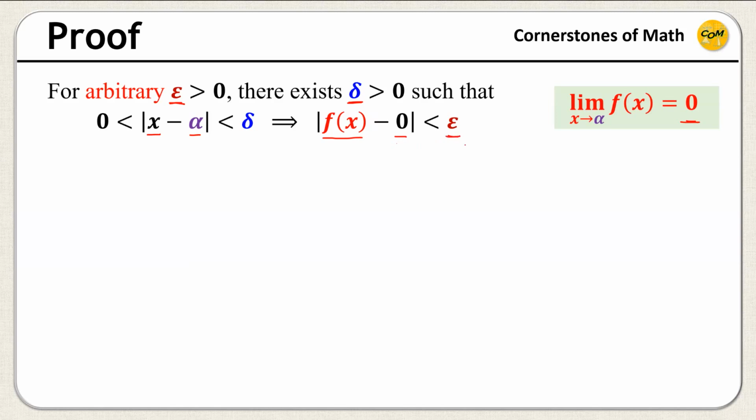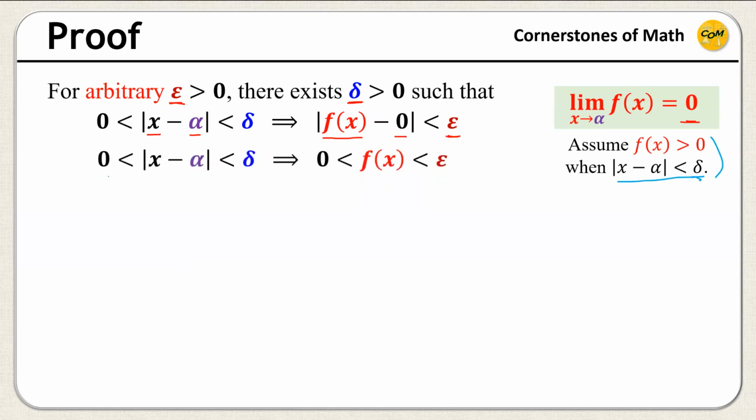In this problem, we have assumed that f(x) is positive near alpha because f(x) will be the base of another exponential function. So if we choose delta so that f(x) is positive in this interval, then we can say that for every x in this interval, f(x) is greater than 0 and less than epsilon.